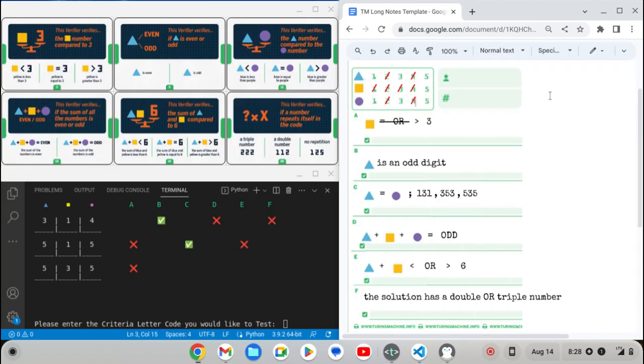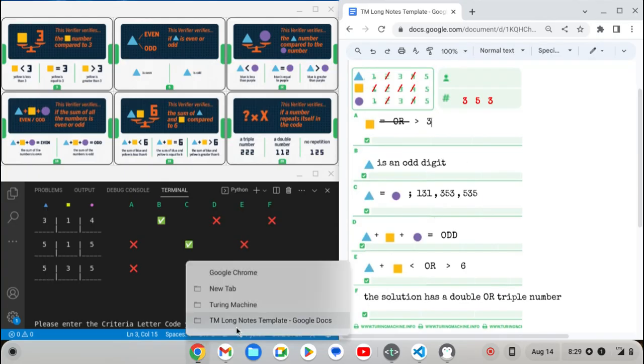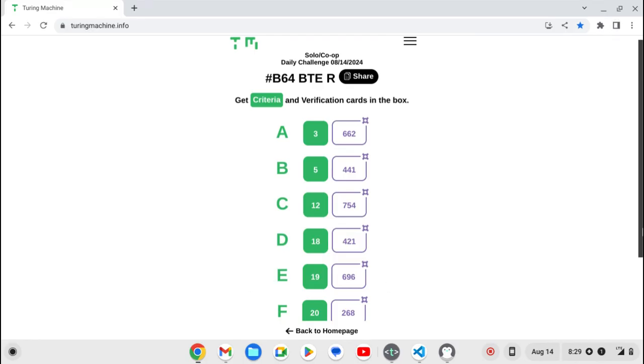Okay, well, let's type it up. And so quickly, let's see. Yes, the middle digit square is greater than 3. Triangle is odd. The first and last are equal. Their overall sum is odd. So at this point, we are deducing that the sum, not the overall, but the first two digits, is going to be greater than 6, and we do have a double number. Okay, well, let's verify the solution of 353.